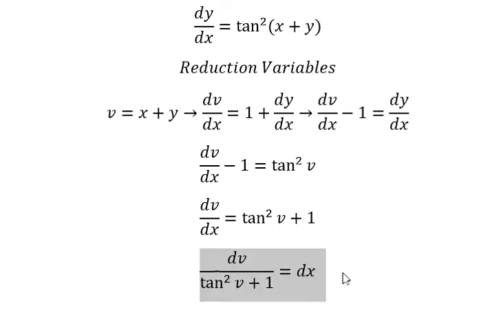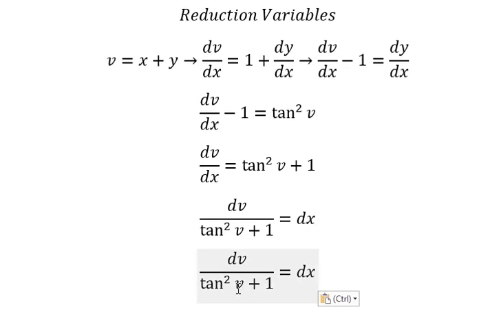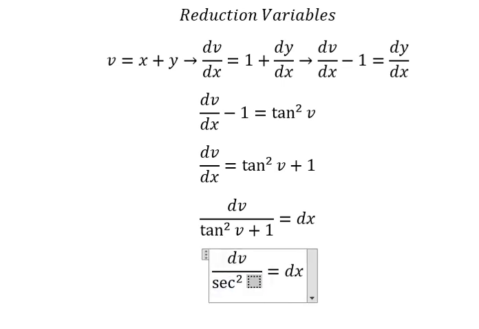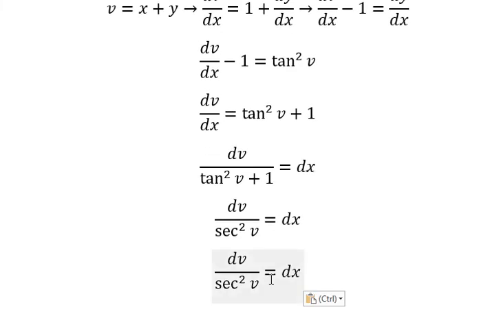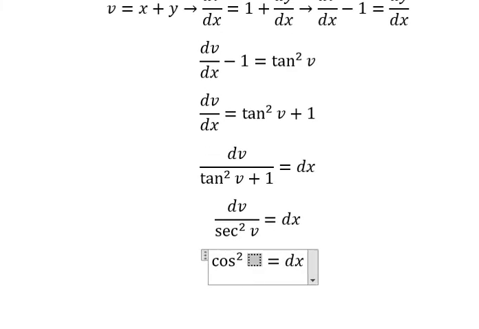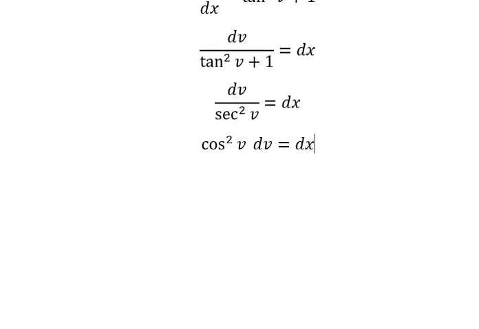Next, tan v squared plus 1 we change to secant of v squared. And later, this one we can change into cosine v squared dv. Now we can put the integration on both sides.